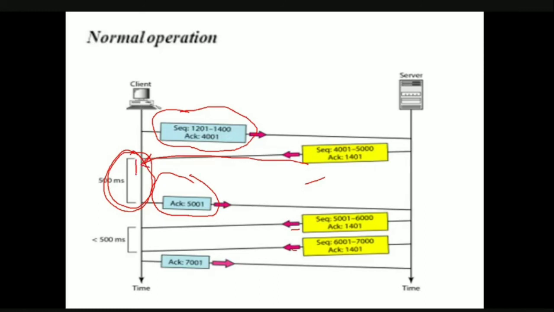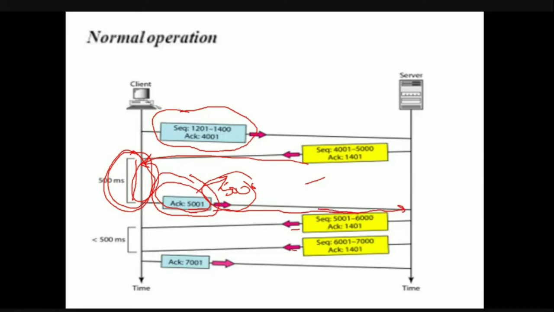Now it waited some amount of time. In this span of time it did not get any information, so as the timer expired, now it is sending the acknowledgement for 5001. What is the meaning of 5001? It got all the information up to 5000. Now it is expecting the 5001st segment. So this acknowledgement reached the server.